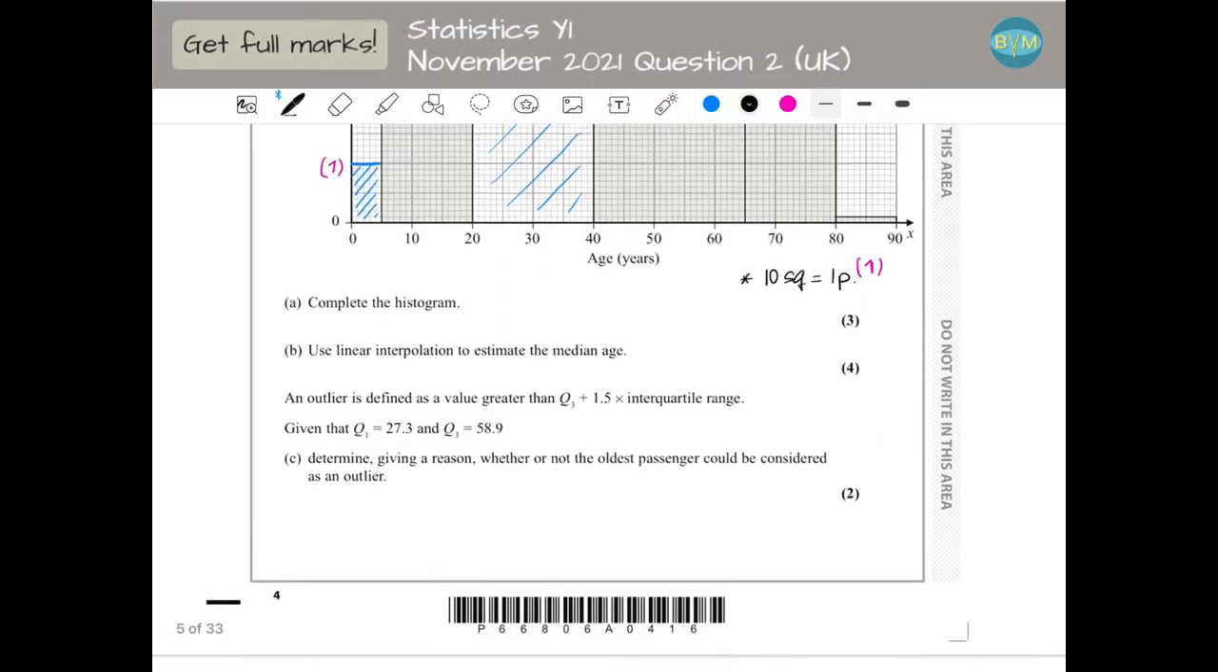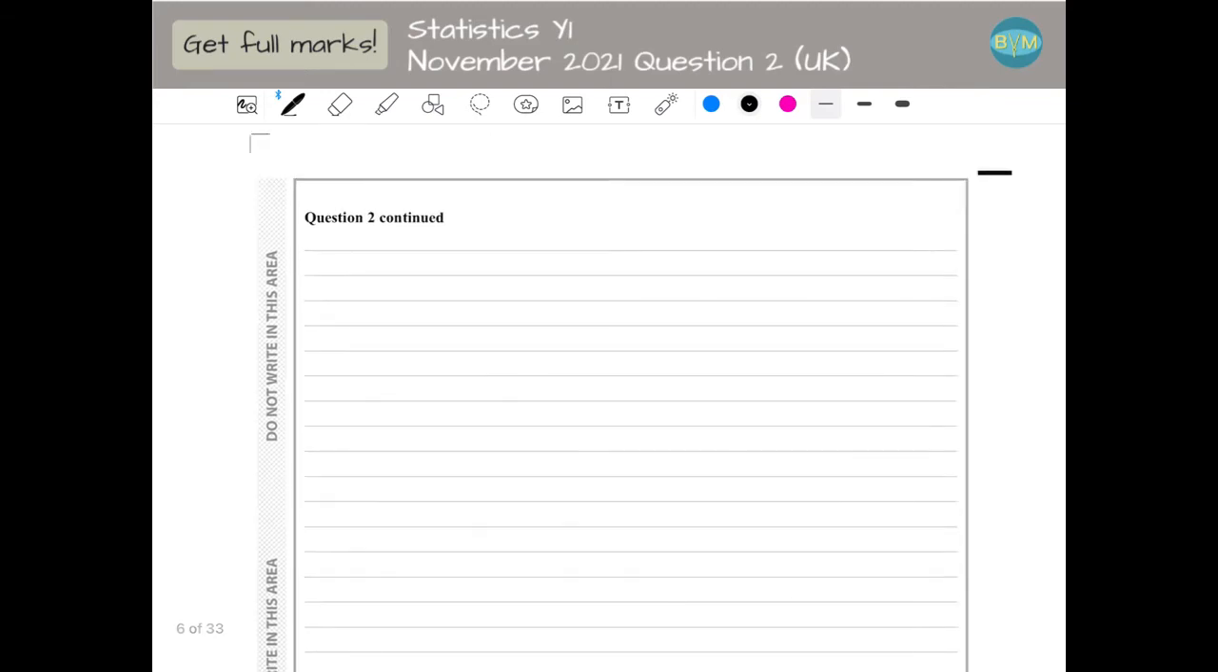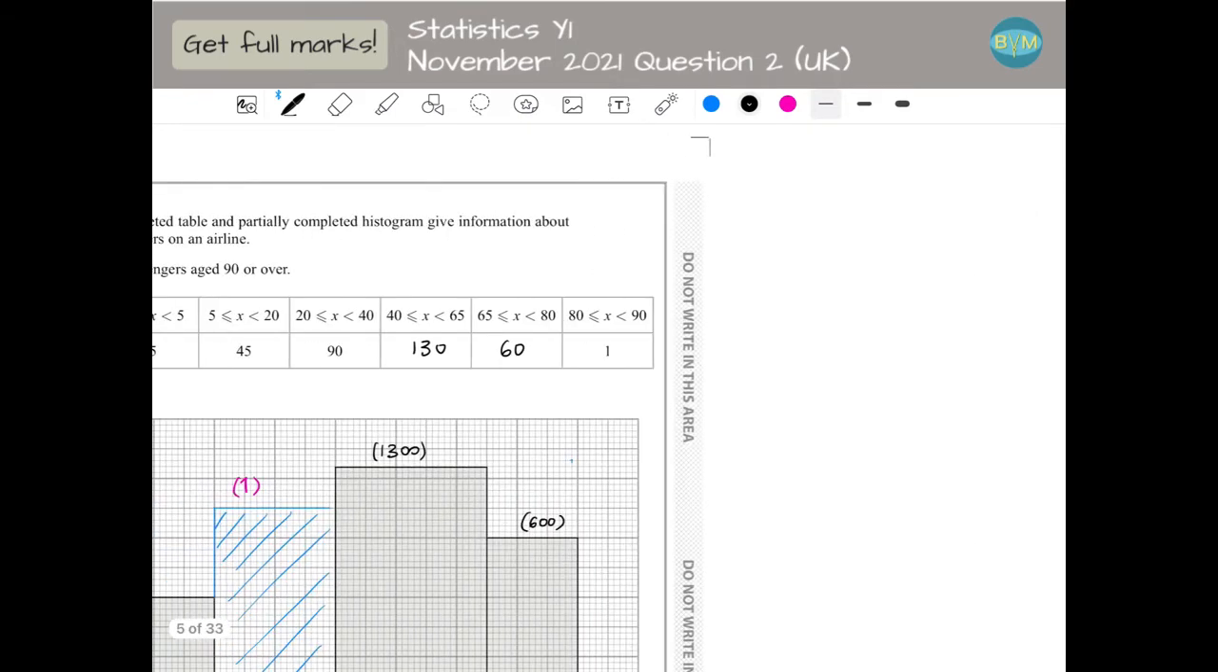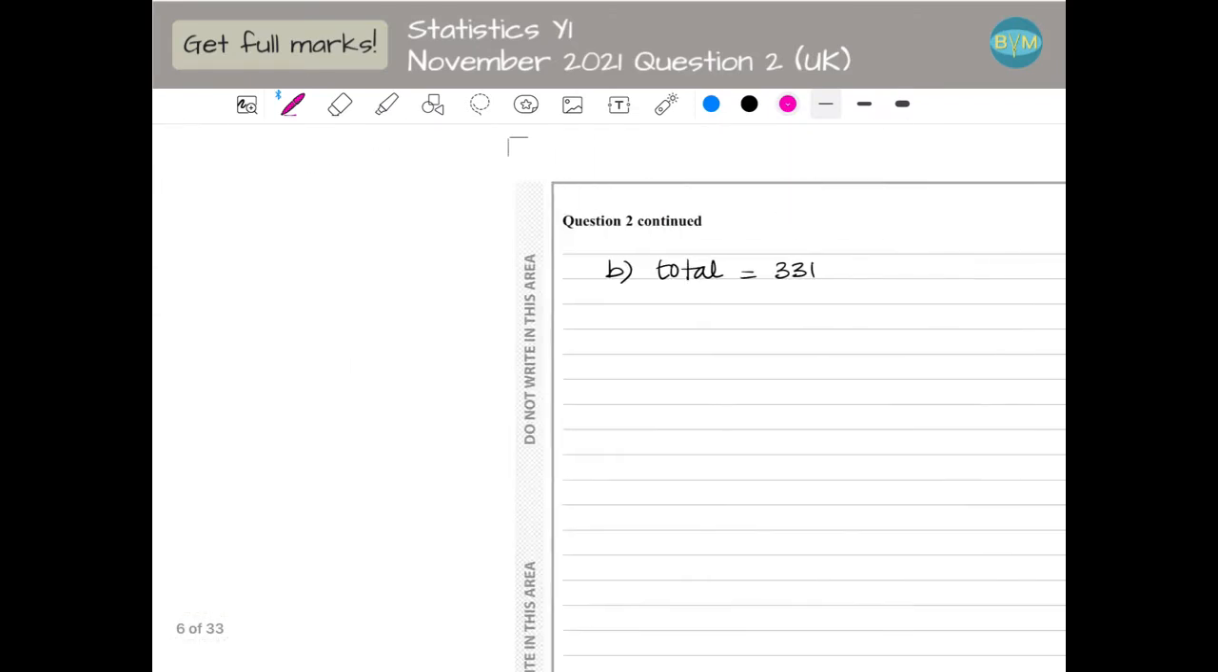I'm going to do this on the next page. So for B, the total number of passengers is 331. You have 1 mark already for completing the histogram, because you need the total number, and the other mark already for finding the total.